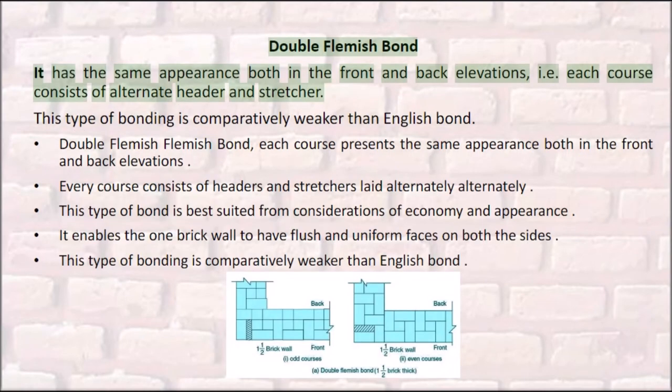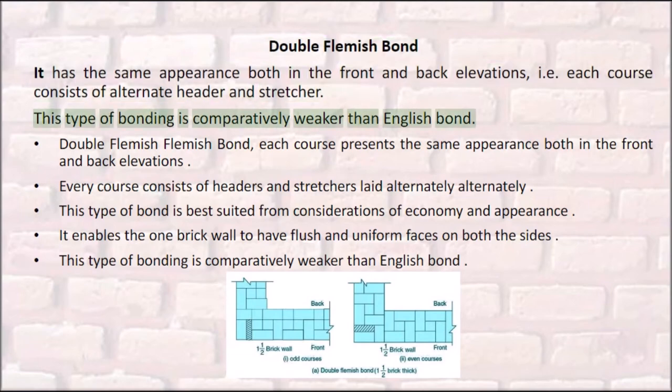Double Flemish bond has the same appearance both in the front and back elevations, i.e. each course consists of alternate header and stretcher. This type of bonding is comparatively weaker than English bond.